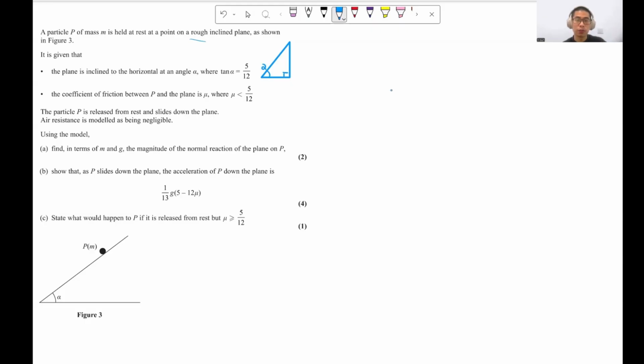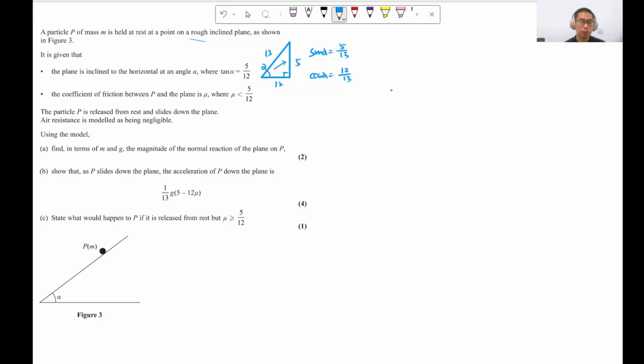So this is alpha, it says 5/12 for tan alpha. So that means opposite is 5, adjacent is 12, so hypotenuse has to be 13. Then we know sine alpha is 5/13, and cos alpha equals 12/13. So we're probably going to need that later. And then the coefficient of friction between P and the plane is mu, where mu is less than 5/12. And then particle P is released from rest and slides down the plane.